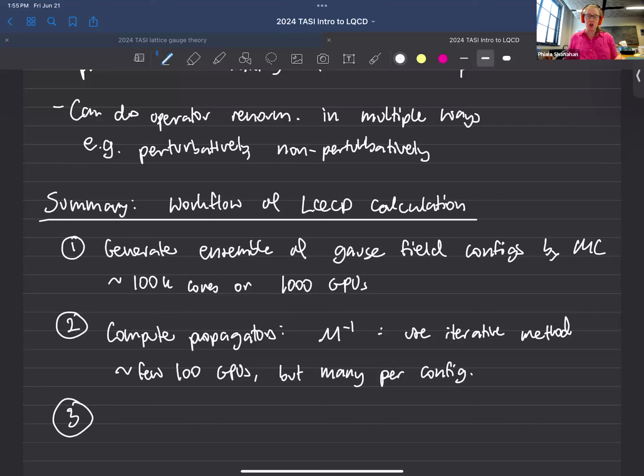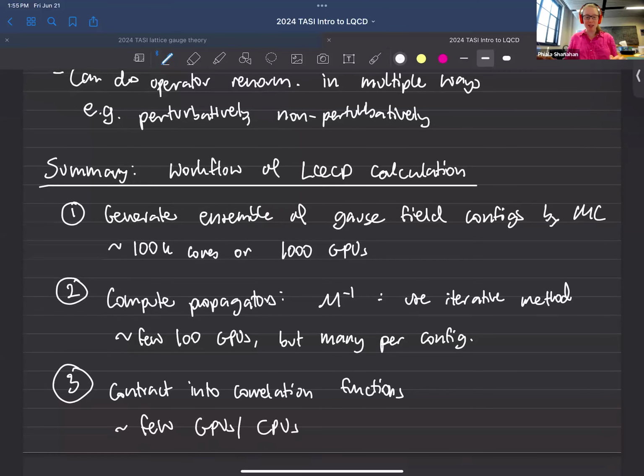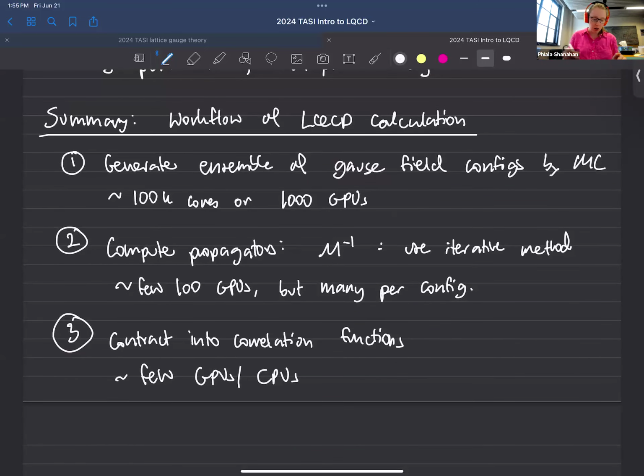Once you have the propagators, you can tie them into correlation functions, like the 2-point correlation function that we saw for the pion. This is, again, sort of a smaller scale task. So you need a few GPUs or CPUs. But again, you'll do this many times for each of the gauge field samples. And then you'll do some sort of fits or analysis.